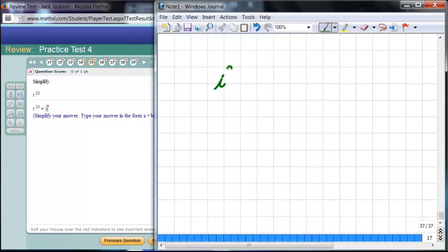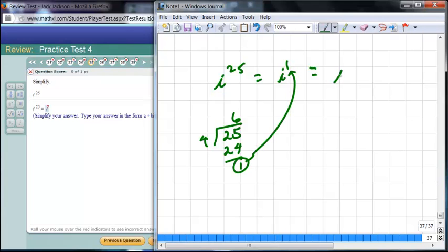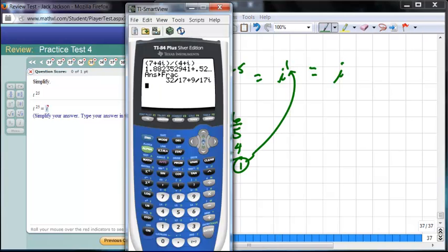i to the 25th, you just take 25 divided by 4, 6, remainder 1, so this is i to the 1, whatever that remainder power is goes up here, and i to the first is just i. Again, this is going to actually work, I think. i to the power 25.